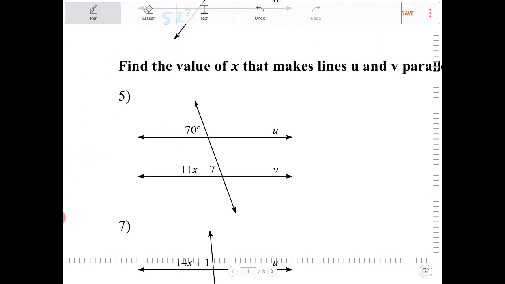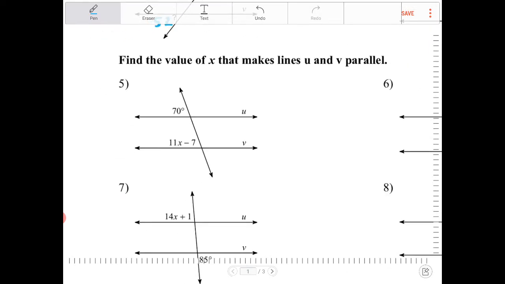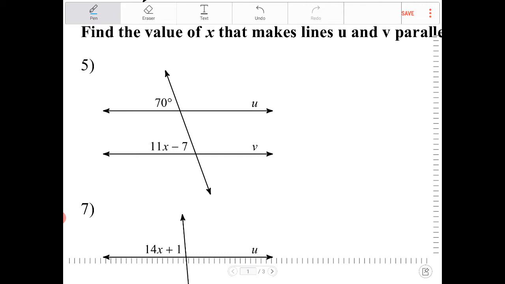Moving on. It says find the value of x that makes the lines U and V parallel. Essentially it's the same kind of question. The only difference is now we're operating with an algebraic lens. So I have 70 degrees and 11x minus 7. These are corresponding angles, and corresponding angles are congruent. So 70 is equal to 11x minus 7. Add 7 to both sides, we get 77 is equal to 11x. Therefore, x must equal 7.